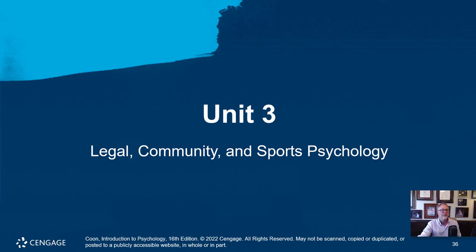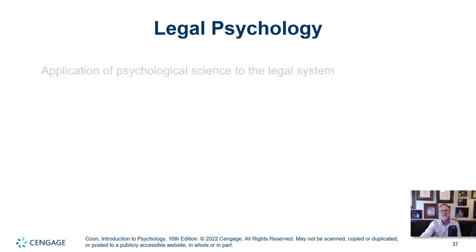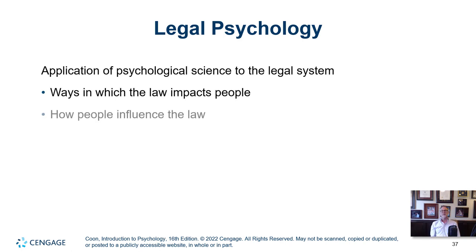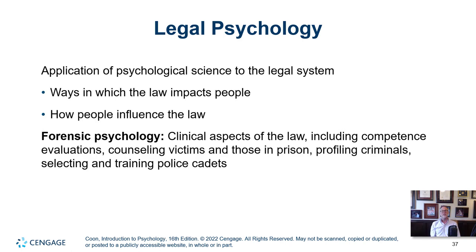So let's go into Unit 3, Legal, Community and Sports Psychology. It's real interesting when we get into sports psychology, but we're just going to take a very brief look at each one of these different topics. Legal psychology refers to the application of psychological science to the legal system. It covers the ways in which the law impacts people as well as how people influence the law.